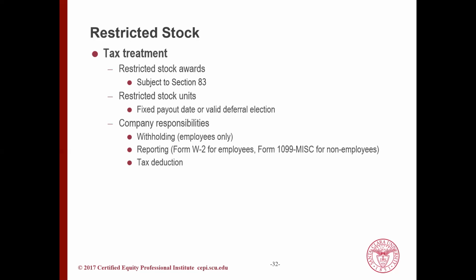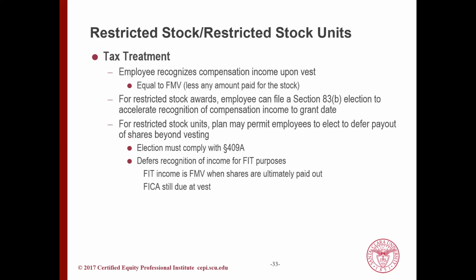The company is required to withhold applicable taxes upon vesting for restricted stock awards, or at delivery for restricted stock units. The company reports on Form W-2 for employees and on Form 1099 MISC for non-employees. The company does get a tax deduction for the reported income. So the employee recognizes compensation income at the vesting date equal to the fair market value on the vesting date, less any amount that the employee paid for the stock, which may be minimal, like par value.